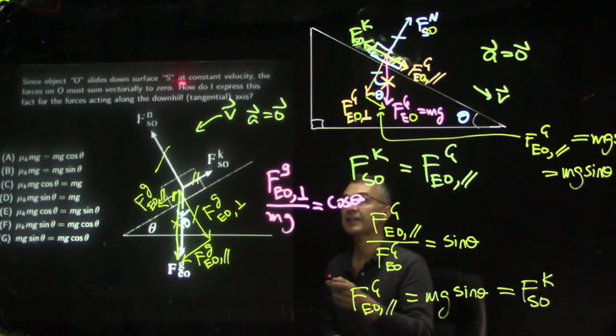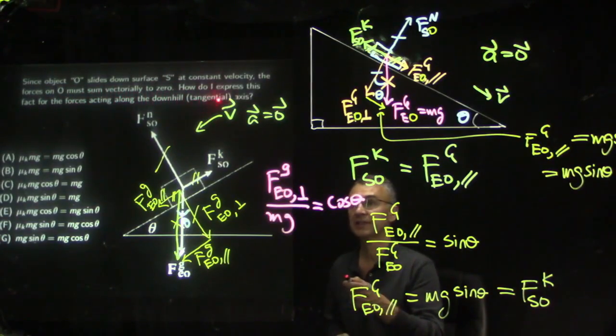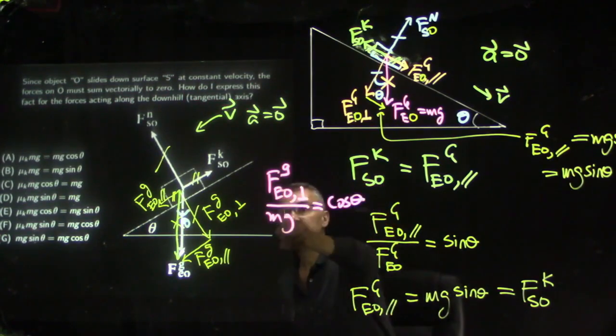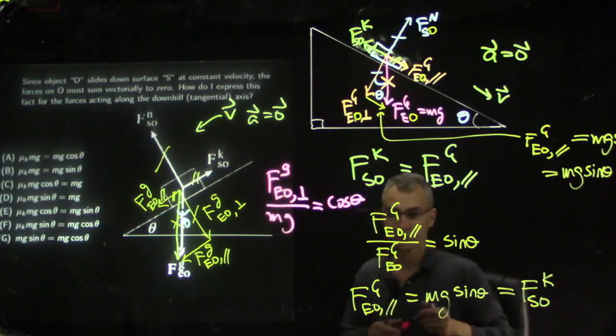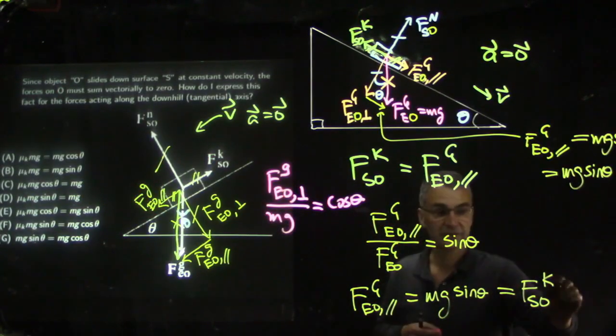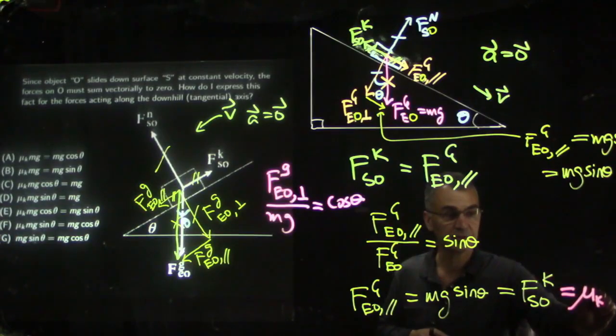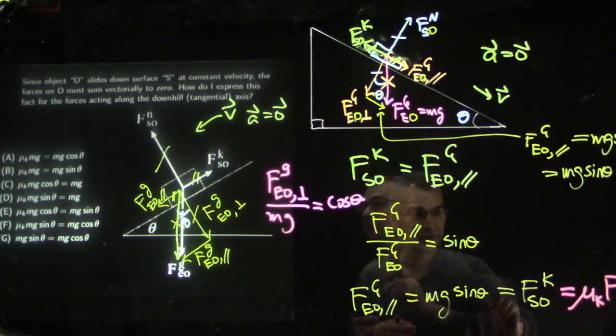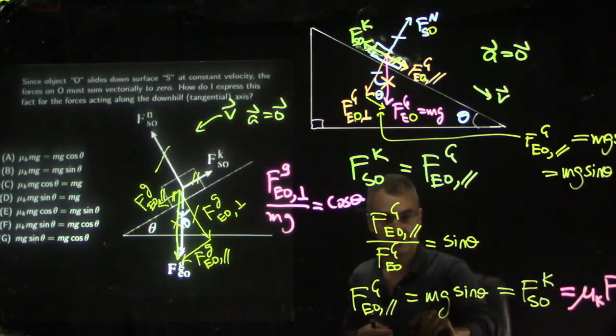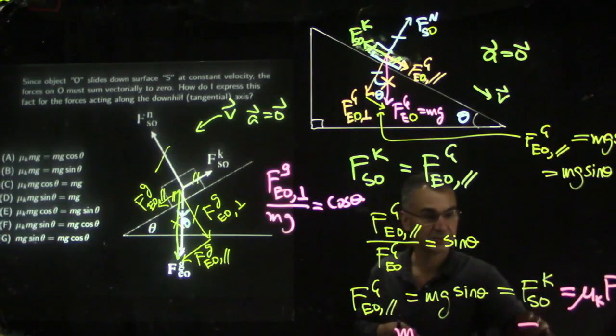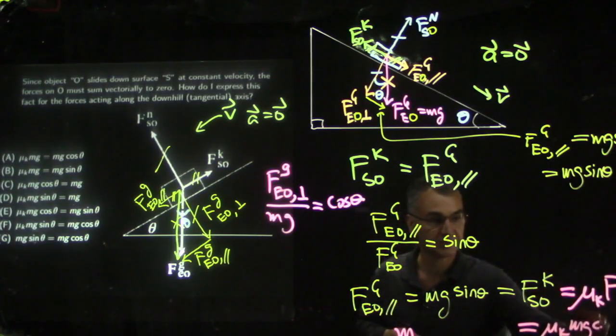Since the object is sliding down the surface at constant velocity, the forces acting on it must sum vectorially to zero. How do I express this fact for the forces acting along the downhill, that's the parallel or tangential axis? So in that case, you're saying that the uphill frictional force must be the same in magnitude as the downhill component of gravity. So we take this statement and then we can add to it the statement that this equals mu kinetic times F normal. And F normal is mg cosine theta. So you see this is mu kinetic mg cosine theta.